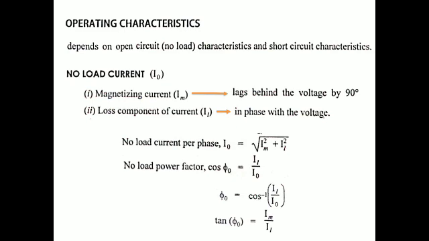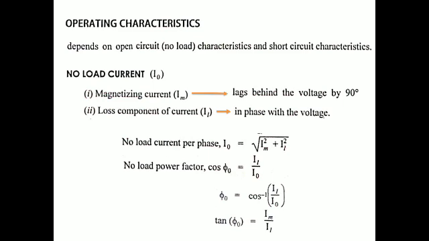In no load characteristics, we need a main parameter, I naught, that means the no load current. Under no load condition, the current of that particular machine is I naught. We already know that I naught has two components. One component produces the flux, and the other component produces the losses: the magnetizing current and the loss component of the current.